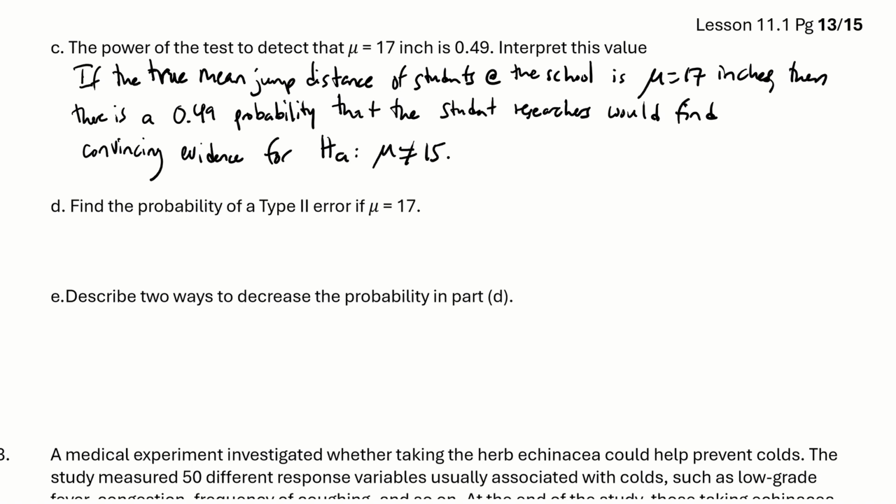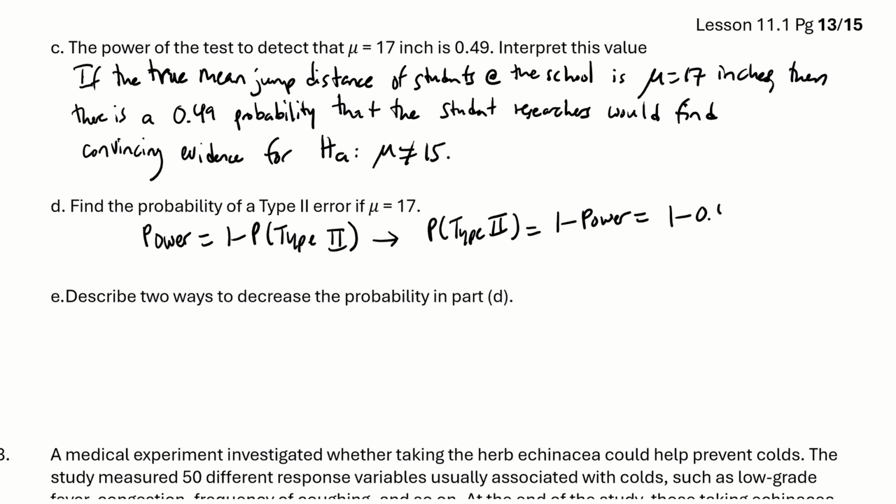Now find the probability of a type 2 error if mu equals 17. This is easy because we know that the power is equal to 1 minus the probability of a type 2 error. So if I solve for the probability of type 2 error, that's simply 1 minus the power. So it's 1 minus 0.49, which is 0.51. So the probability of making a type 2 error is 0.51.